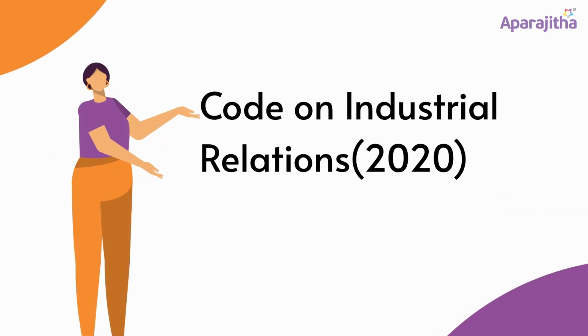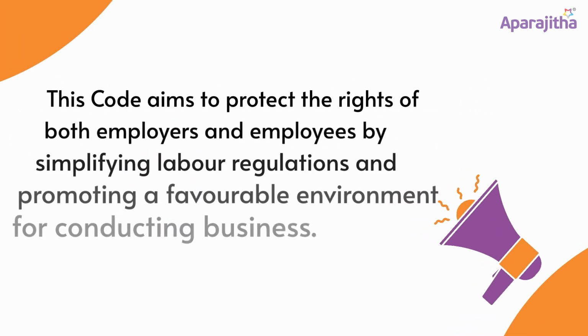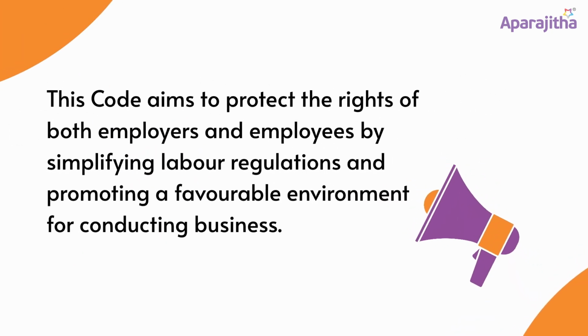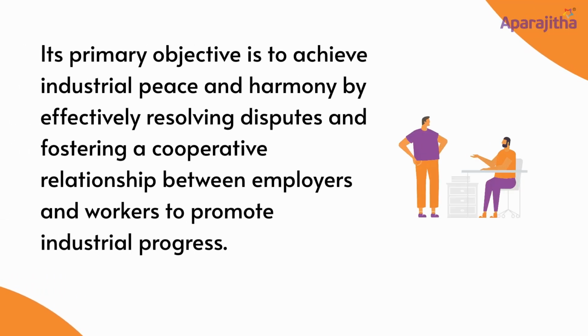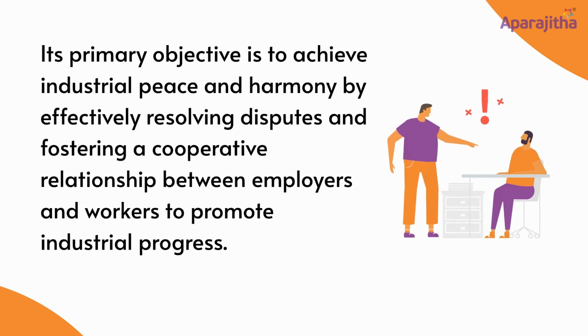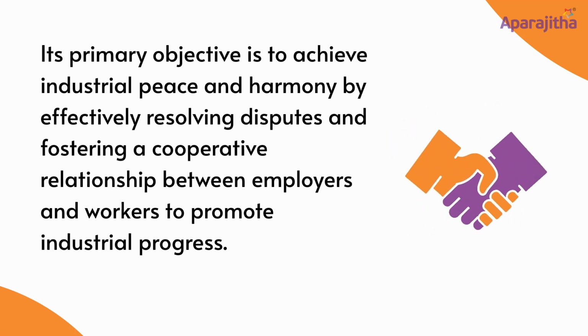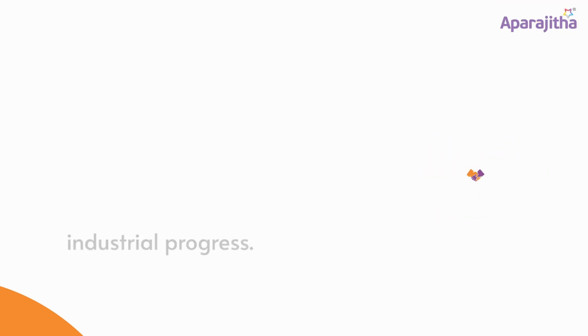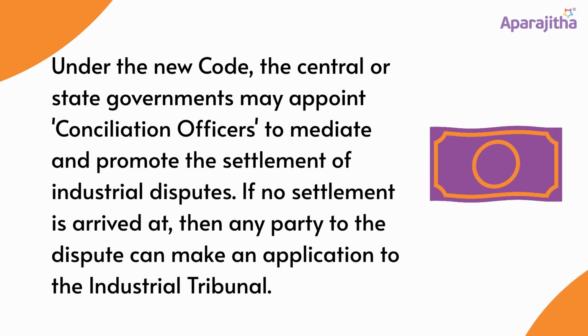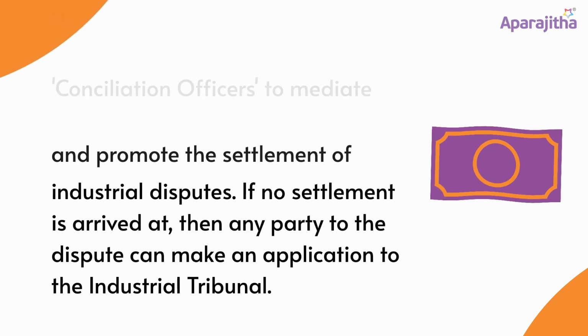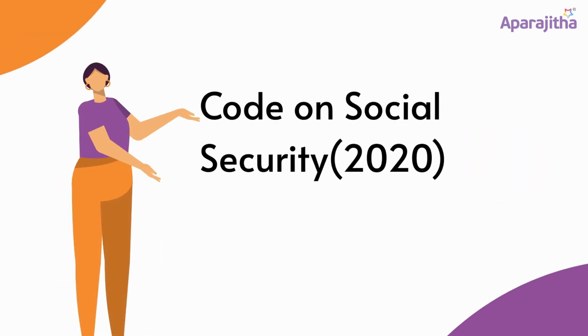Code on Industrial Relations, 2020. This code aims to protect the rights of both employers and employees by simplifying labor regulations and promoting a favorable environment for conducting business. Its primary objective is to achieve industrial peace and harmony by effectively resolving disputes and fostering a cooperative relationship between employers and workers to promote industrial progress. Under the new code, the central or state governments may appoint conciliation officers to mediate and promote the settlement of industrial disputes. If no settlement is arrived at, then any party to the dispute can make an application to the Industrial Tribunal.